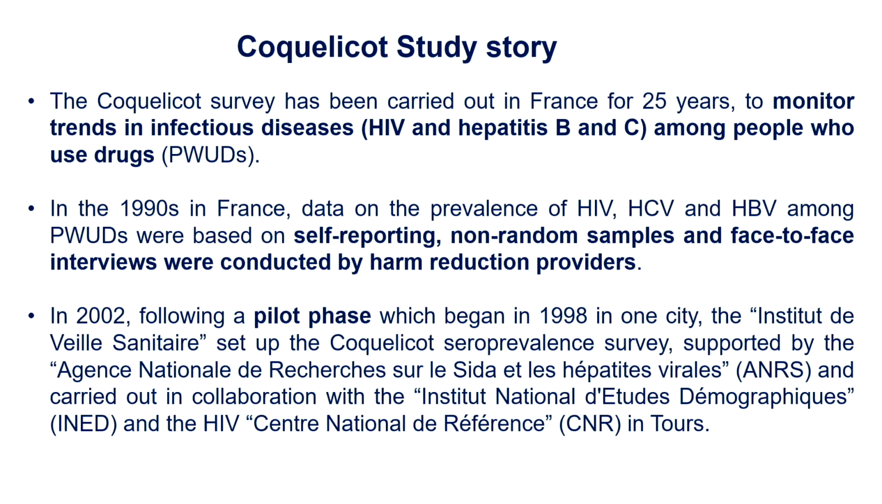At the beginning, the Coquelicot study was conducted by the Institut de Veille Sanitaire, the French CDC, Center for Disease Control, and it was also supported by the Agence Nationale de Recherche sur le Sida et les Hépatites Virales, ANRS. The survey was carried out in collaboration with the Institut National d'Études Démographiques and the HIV Centre National de Référence.